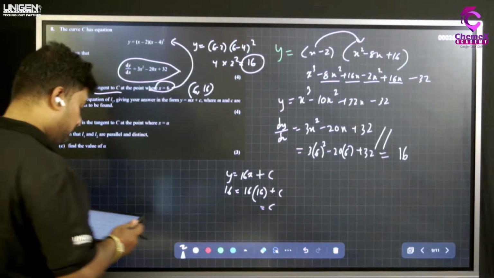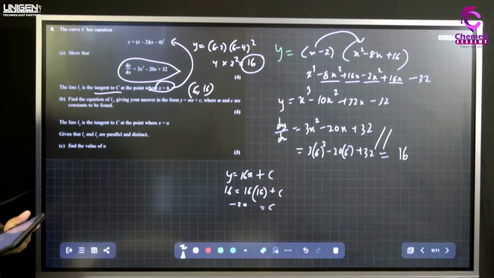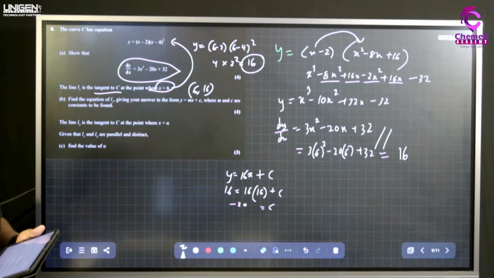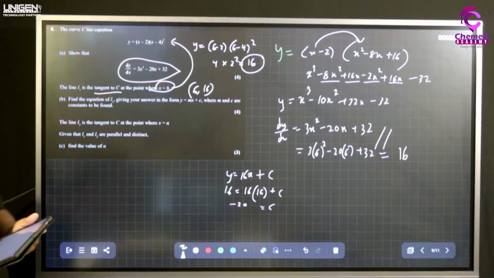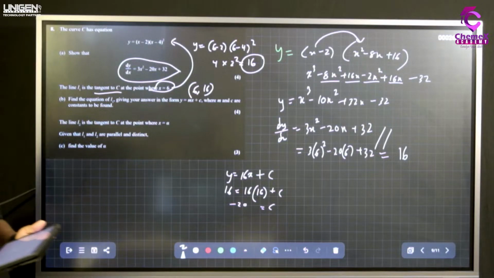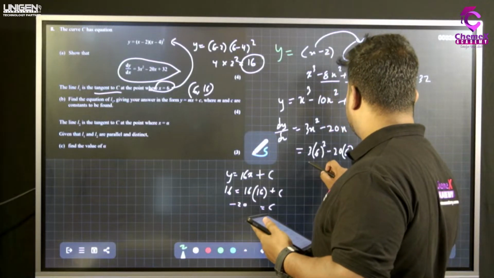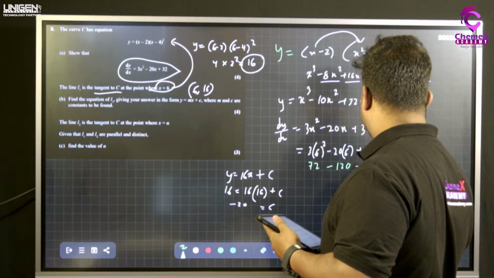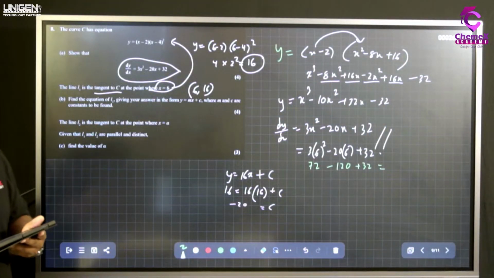Minus 240. Is it correct? 6 minus 2 is 4. The differentiation answer is not 16, because this is 36 times 3, 108, minus 120 plus 32. That is going to be 32, 32 minus 120 plus 32 minus 16.